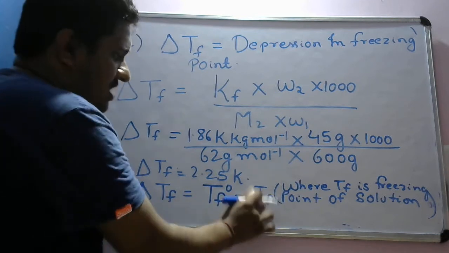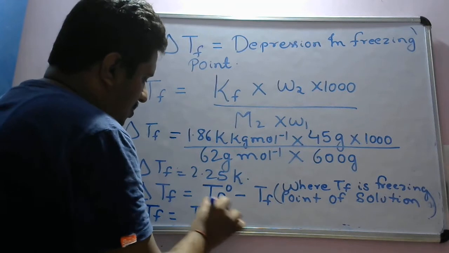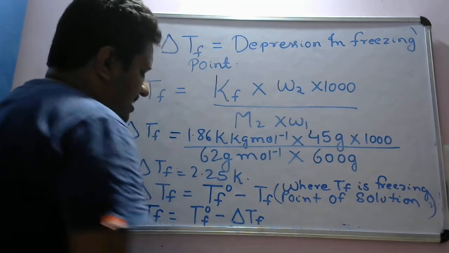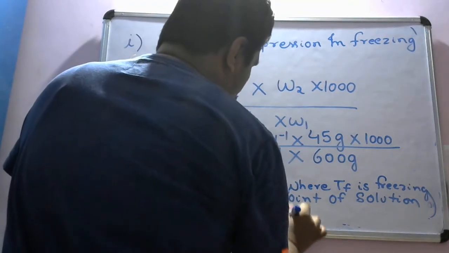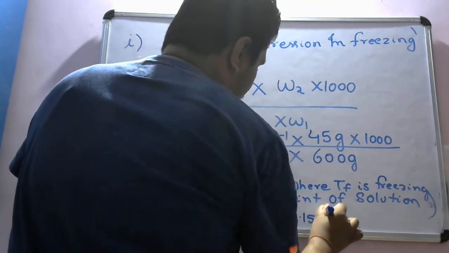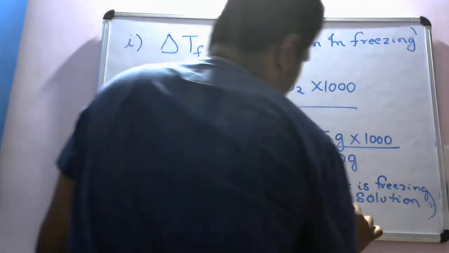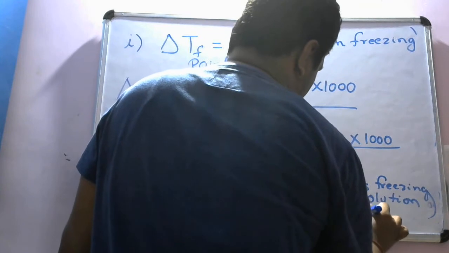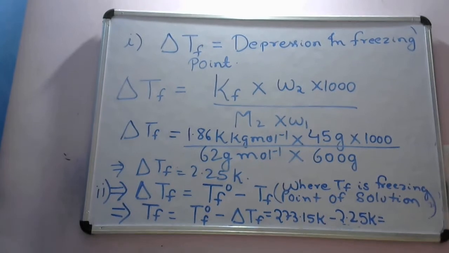Then I have to calculate TF. So what will I get? TF equals TF naught minus delta TF, from the above equation. TF naught, that is the freezing point of pure solvent, we know the value, that is 273.15 Kelvin. Delta TF we just calculated in bit 1, substitute that. And after calculation, we will get the value to be 270.9 Kelvin.